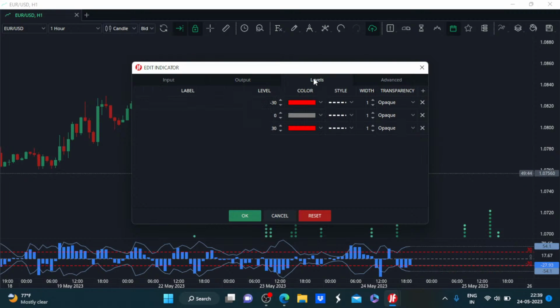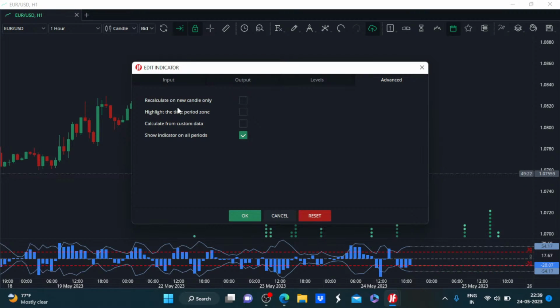Levels, we have these minus 30 and plus 30 defined as critical levels, but as I said, we can also utilize the levels of minus 80 and plus 80 for the potential reversal signals.